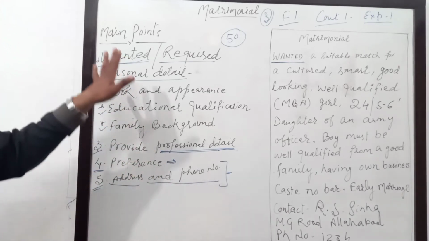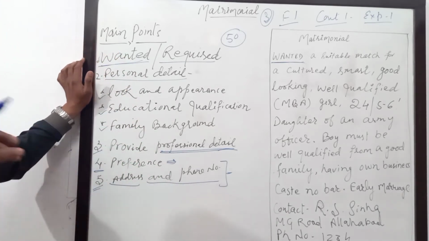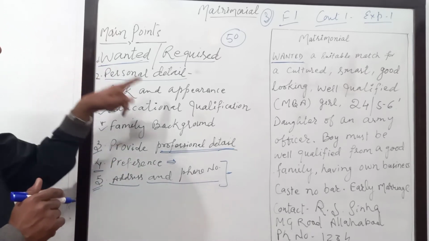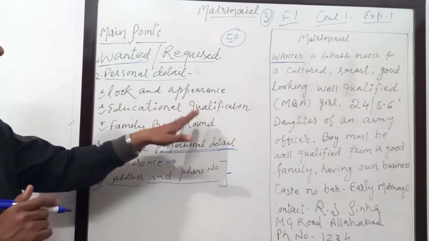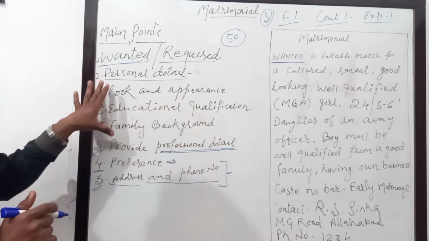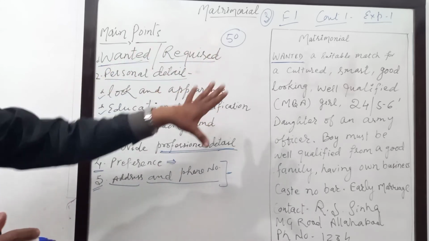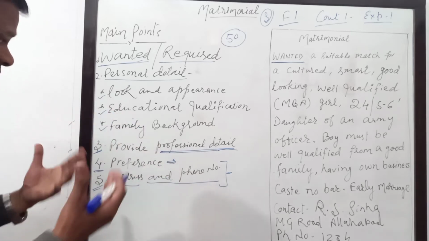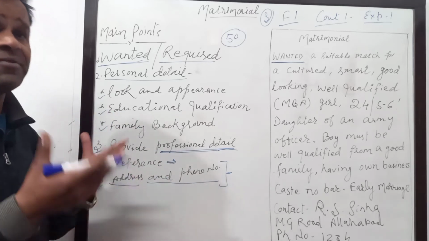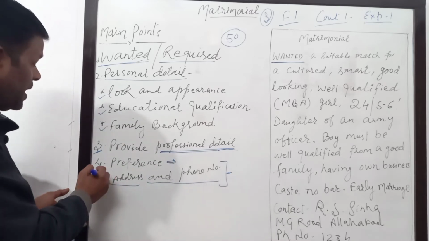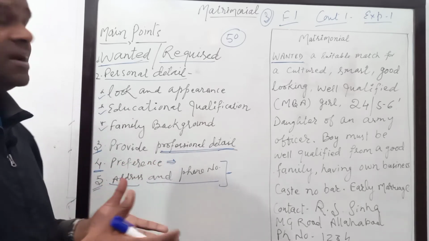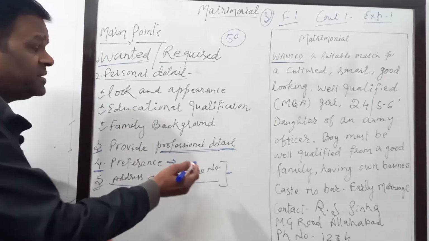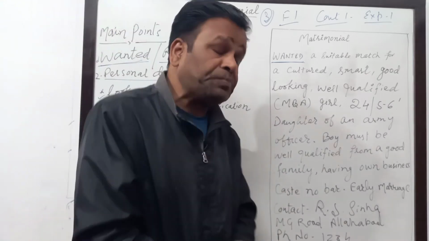Let me recall the main points again. First of all, keep the first word, wanted or required, in capitals. Then mention the personal details like look and appearance, then educational qualification, and then family background of the person whose ad is going to be published. Then number 3, provide professional details, meaning what the family's background is, what the person is doing, what the father is doing. And then the preference, meaning whether caste is required or not required. And then address and phone numbers. Let me take you to the sample.